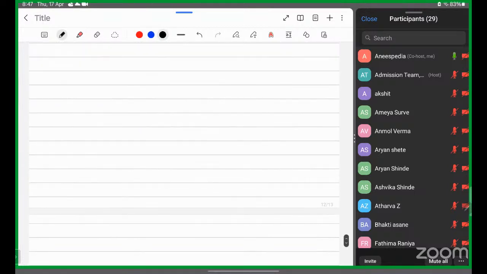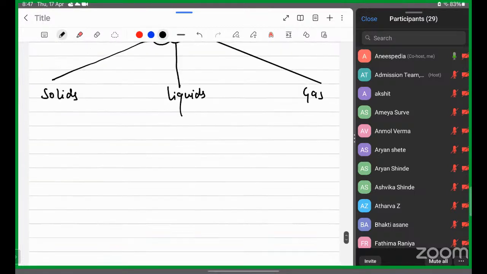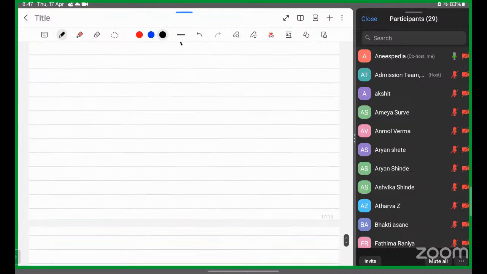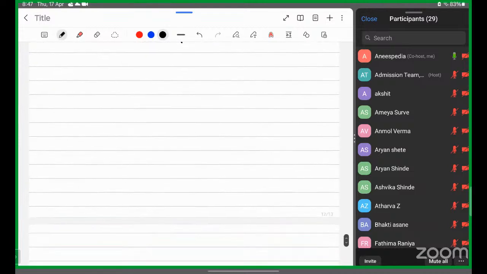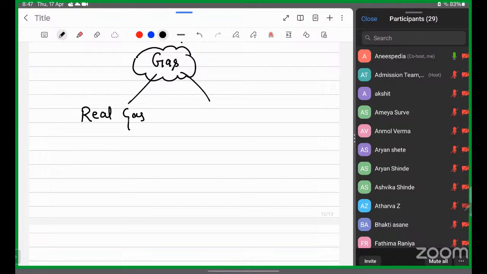Now the interesting point is, out of these three states, solid, liquid and gases, we are interested in only one state, that is the gaseous state. And in the gaseous state, we have two types of gases. One is known as real gases, another one is ideal gas.